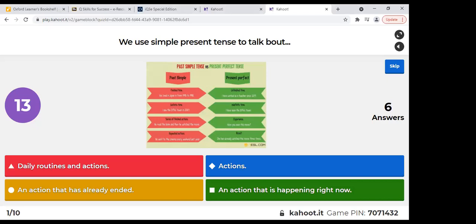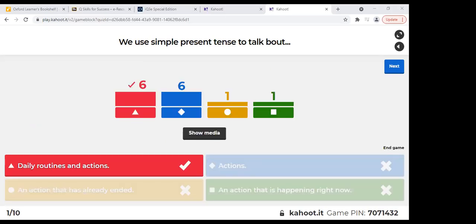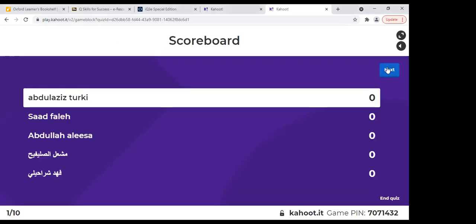Okay, so we're saying we use the simple present tense. The simple present, we use it to talk about what? Daily routines and actions, or just actions, an action that has already ended, or an action that is happening right now. Yeah, and the answer is, we use it to talk about routines, our routines and the actions that we do. It also depends on how quickly you answer as well.